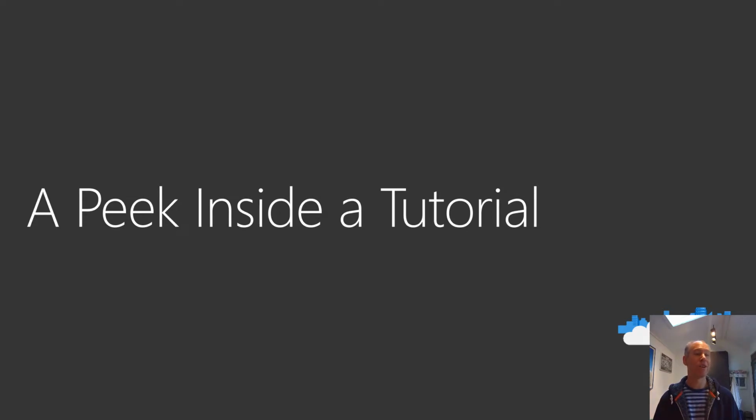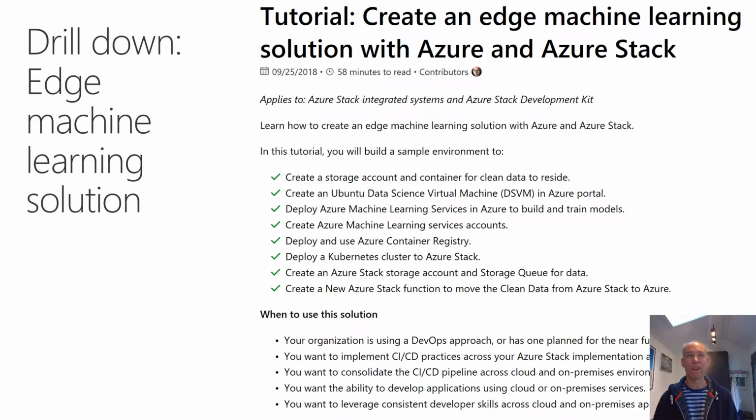So I mentioned these are 6 solutions that we have available on Microsoft.com. Each of them has a tutorial that goes with it. So there's an actual reference sample solution available. I'll give you an example of what they look like. Here's one of the more complicated ones. This is the AI at the edge.